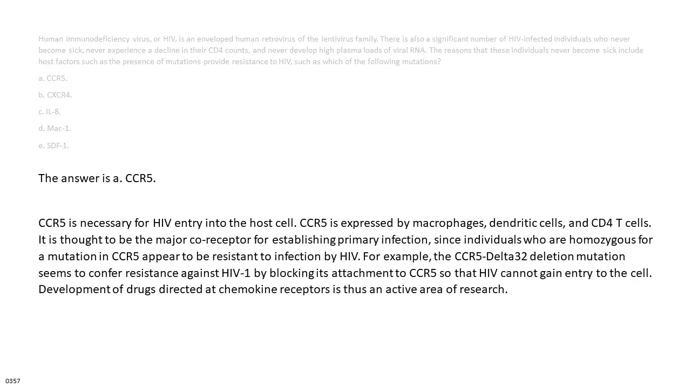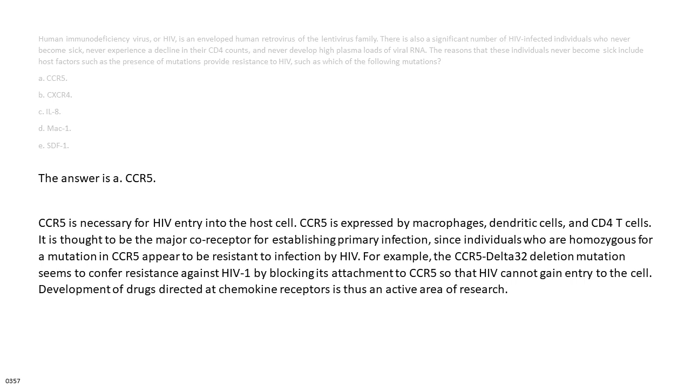The answer is A. CCR5. CCR5 is necessary for HIV entry into the host cell. CCR5 is expressed by macrophages, dendritic cells, and CD4 T cells. It is thought to be the major co-receptor for establishing primary infection, since individuals who are homozygous for a mutation in CCR5 appear to be resistant to infection by HIV.